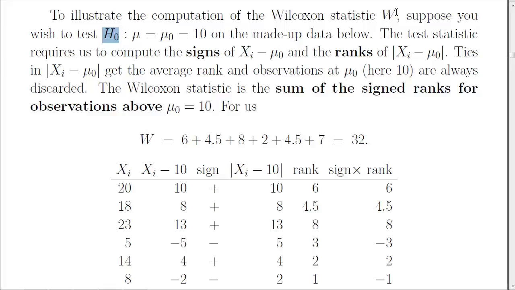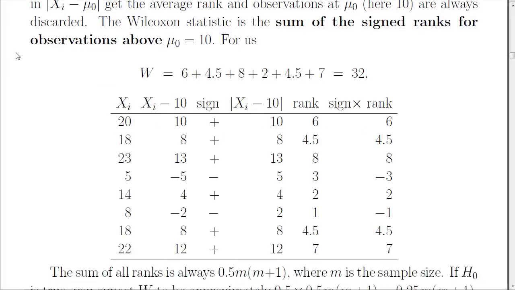So we're going to compute the statistic. The null hypothesis here is that the mean or the median equals 10. And we want to test whether 10 is a reasonable value for the mean or median. So the first thing we're going to do is we've got our data in this first column. In the second column, we're going to subtract the hypothesized mean or median from that data value. So 10 was the hypothesized value, 20 minus 10 is 10, 18 minus 10 is 8, and so on.